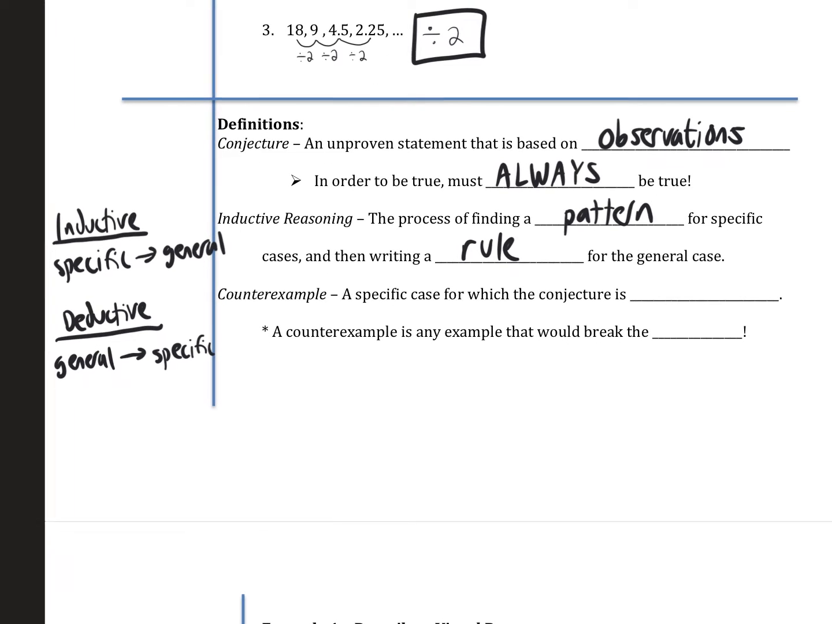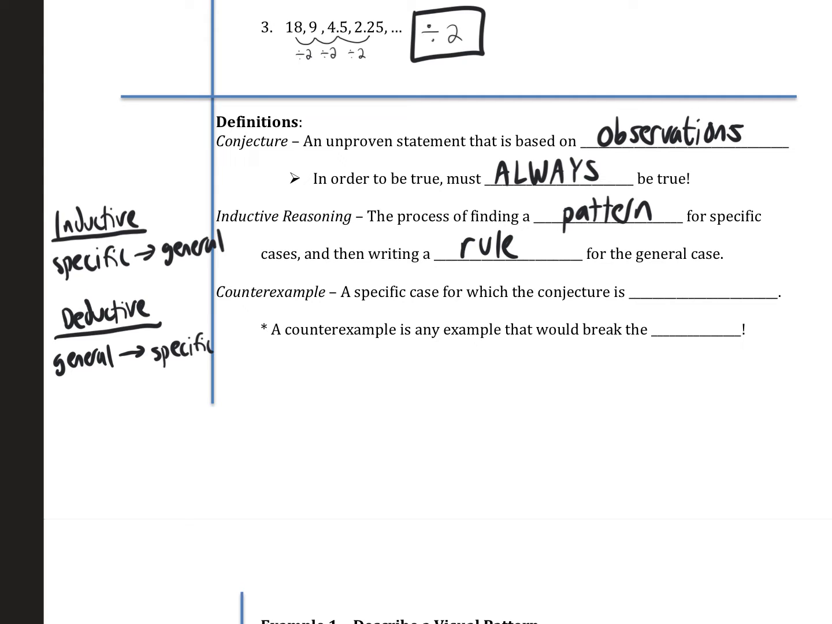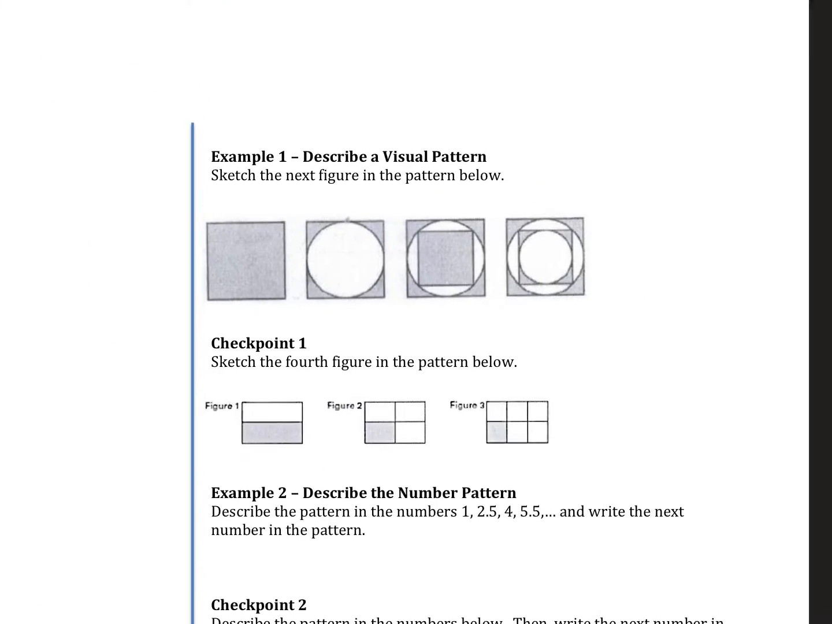Okay. All right, a counterexample, a specific case for which the conjecture is false. It's false. And a counterexample is any example that would break the rule. Break the rule. Okay? So if I say when you multiply two numbers, they're always negative, and I find any example that doesn't work, that would be a counterexample, and that would disprove the conjecture. That's all you need, just one example where it doesn't work, because the conjecture needs to be true always true. Okay? All right, so we're describing a visual pattern here.